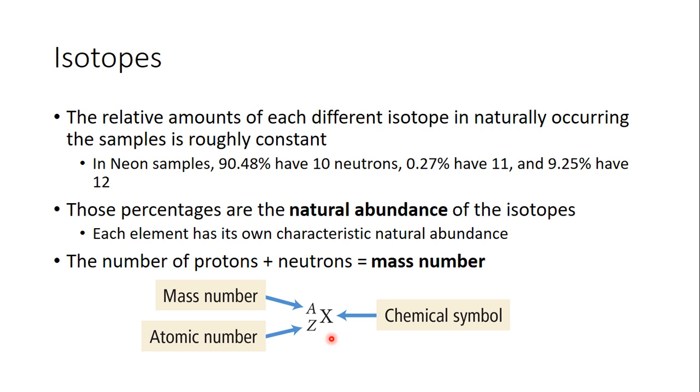So when we write out atoms, we're going to have the chemical symbol here, X. So think of Na for sodium or F for fluorine. Right above it, to the left, we're going to have its mass number. The mass number is simply the number of protons plus neutrons. And right below that mass number, we're going to have the atomic number, or simply the number of protons. And so to find out the number of neutrons, you just take your mass number and subtract the atomic number.